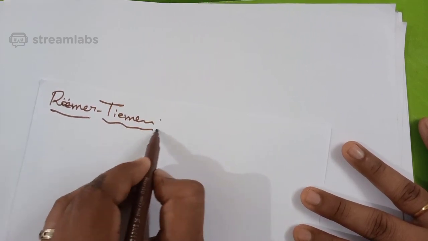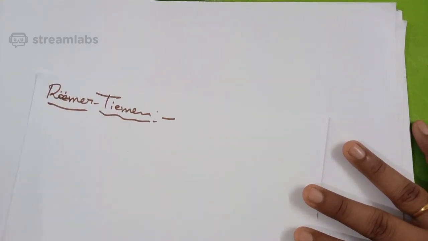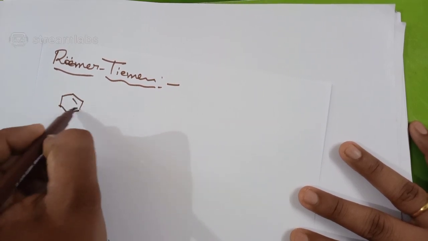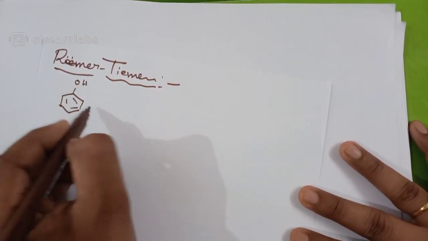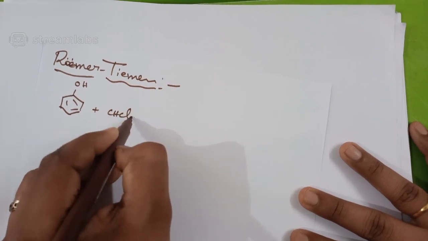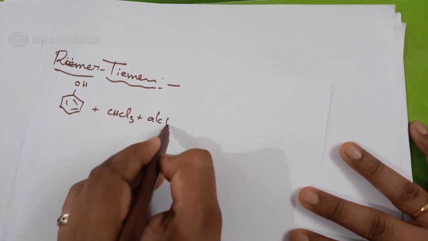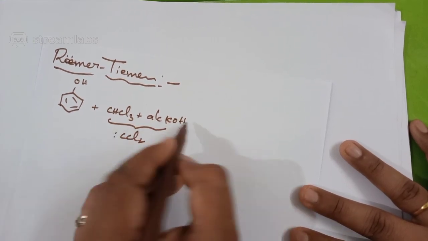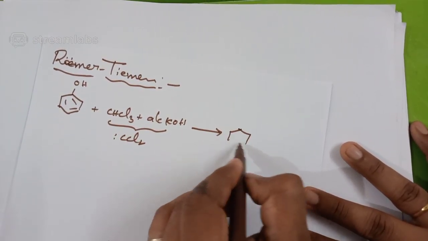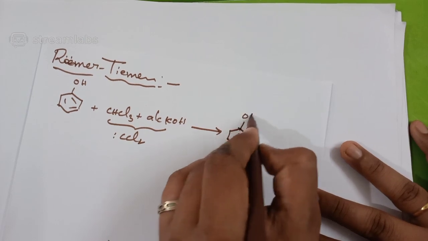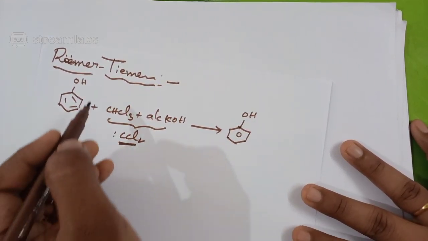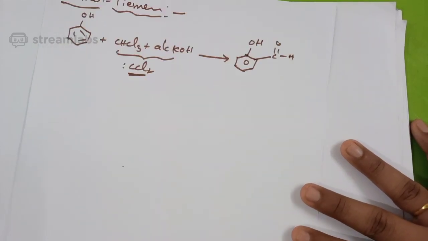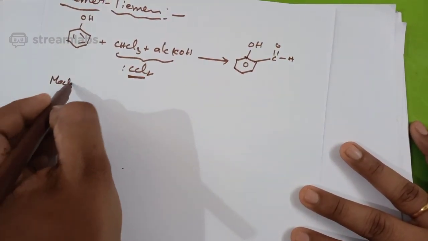Reimer-Tiemann reaction. What is the Reimer-Tiemann reaction? We know the normal reaction; the base reaction is not that important. Phenol reacts with chloroform plus alcoholic KOH. These two combine and give CCl2. Whenever CCl2 is there, what happens? I'll show you. Finally it gives an aldehyde like this. This is the Reimer-Tiemann reaction. What is the exact mechanism?